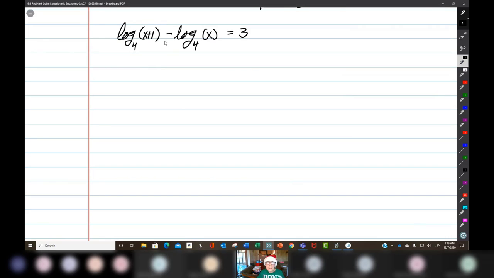All right, we're going to use the quotient rule again, because you have the log of an argument minus the log of an argument. Therefore, you're going to have log base 4 of the argument X plus 1 over X equals 3. Now we have no choice. We've got to say that 4 raised to the 3 power equals X plus 1 over X.